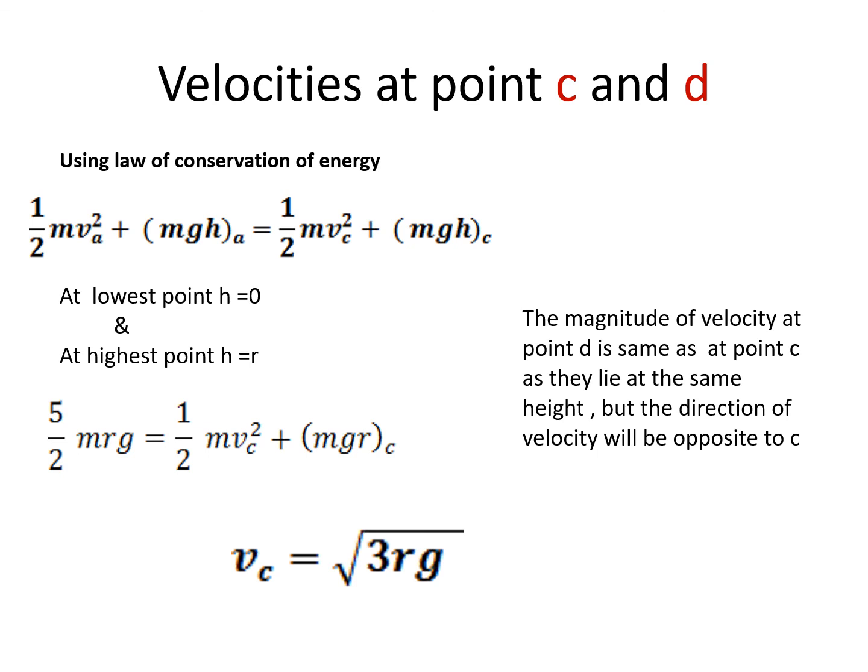mrg is equal to 1 by 2 mv_C square plus mgr, because the velocity at point A was under root of 5rg. And so the above equation is written as 5 by 2 mrg equals half mv_C square plus mgr at point C. So cancelling m on both the sides, multiplying the equation on both the sides by 2, we get v_C is equal to under root of 3rg. The magnitude of velocity at point D is same as that of point C as they lie at the same height. But the direction of velocity at point C will be opposite to that of D.